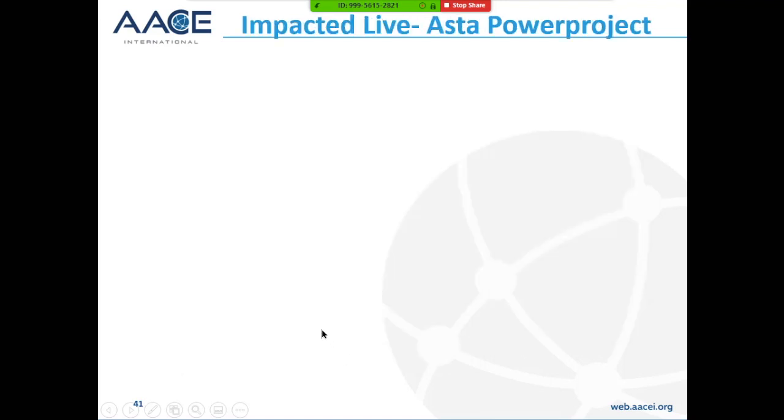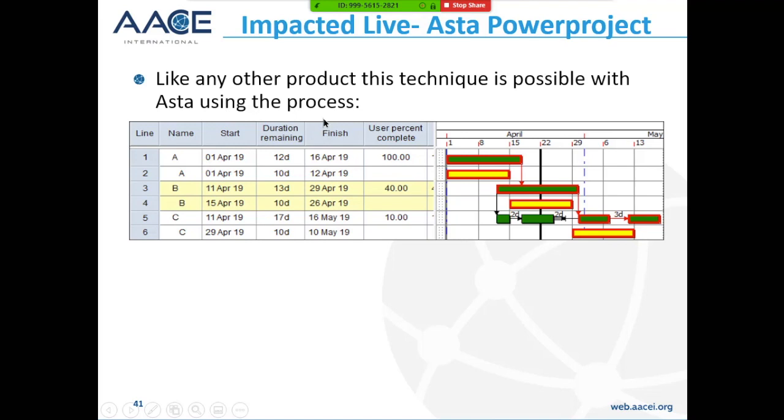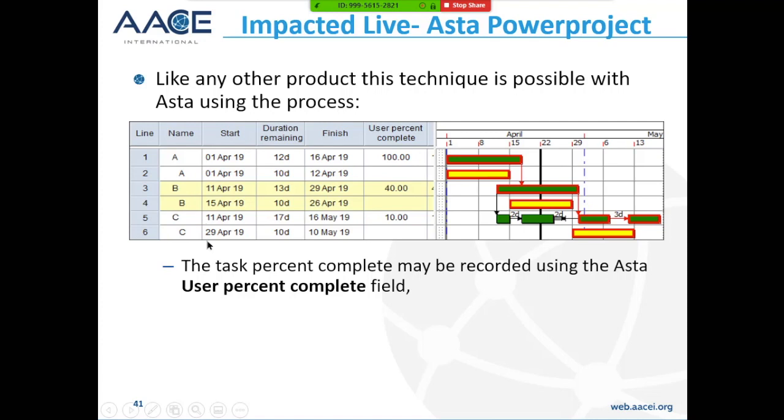Finally, impacted live with ASTA Power Project. Like many other products, this technique is possible with ASTA Power Project. Obviously, with ASTA Power Project, you can have multiple splits in the past and the future, and these splits will calculate their float individually. Again, ASTA has a lot more scheduling functions than P6 or Microsoft Project.